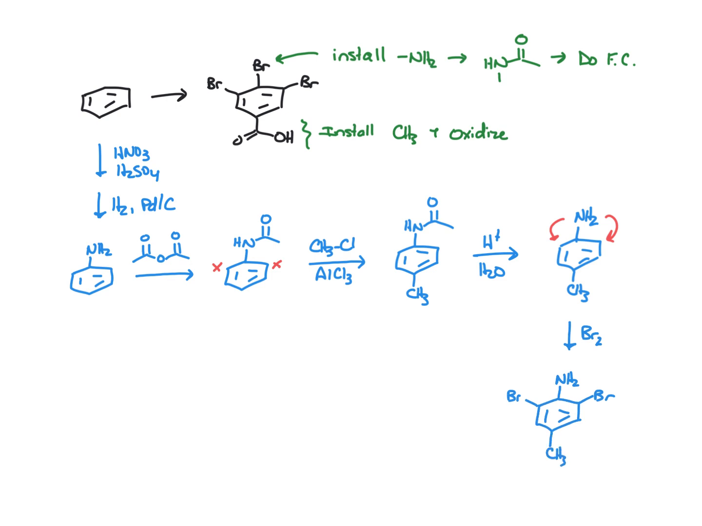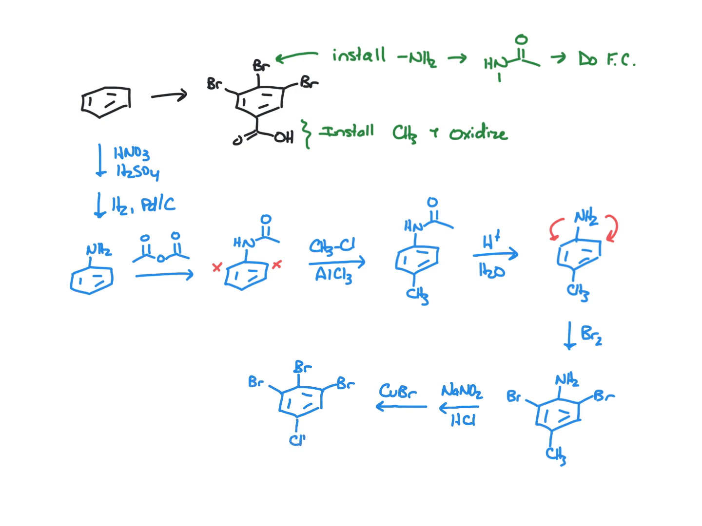Okay, so now that we have our two bromines in place, we need to get this top position converted to a Br, and we can do that through diazonium ion chemistry. So let's convert the amine to the diazonium ion. And instead of writing it out, let's just go ahead and do the next step. Copper bromide will convert the diazonium ion to a Br. So that gives us our three bromines on the ring.